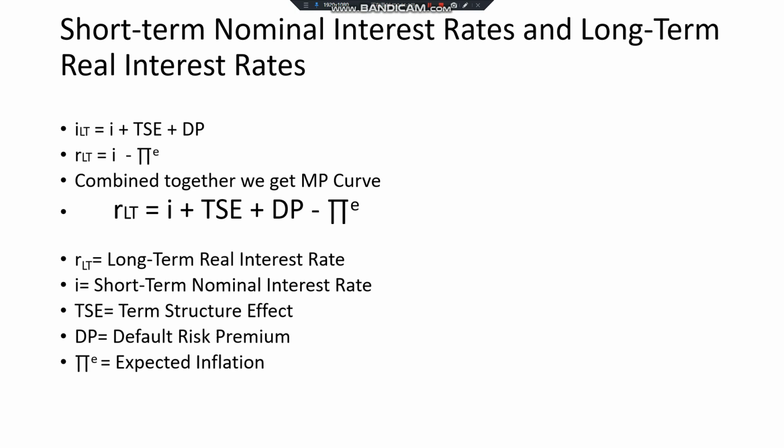Short-run nominal interest rate and long-run real interest rate. From the first two equations, we combine them together to get the MP curve: RLT equals i plus TSE plus DP minus pi E. RLT is the long-term real interest rate. i is the short-term nominal interest rate. TSE is the term structure effect. DP is the default risk premium. And pi E is the expected inflation.